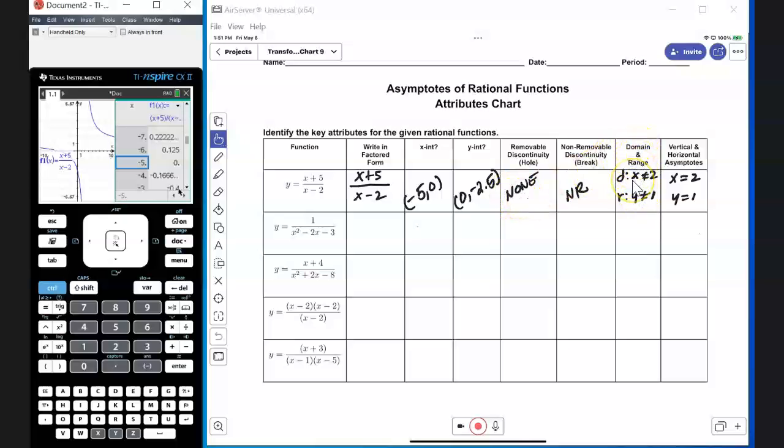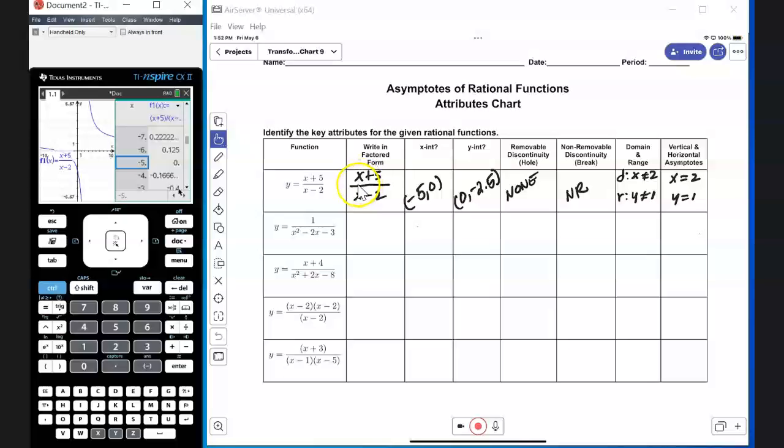What's the domain? All numbers except 2. What's x minus 2? Can you divide by 0? No. Okay, the horizontal asymptote, or the range, is all numbers except for y will not equal what? 1. So the horizontal and vertical asymptote is where it's undefined. So we have x equals 2, and y is all the numbers except for 1.